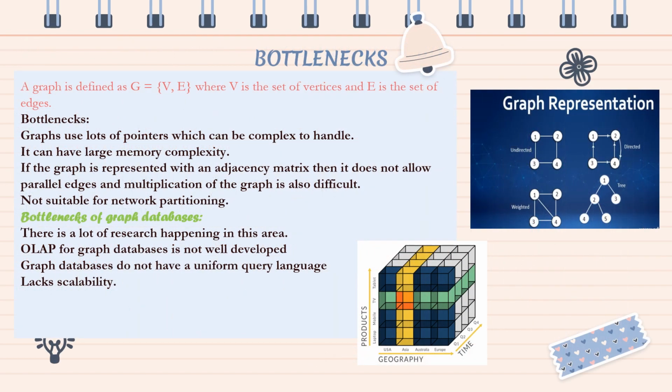Some of the bottlenecks of graph-based database and graph data structure are as follows. Graphs use a lot of pointers which can be very complex to handle, and they have a large memory complexity. If the graph is represented with an adjacency matrix, then it does not allow parallel edges and multiplication of the graph is very difficult. It is not suitable for network partitioning.